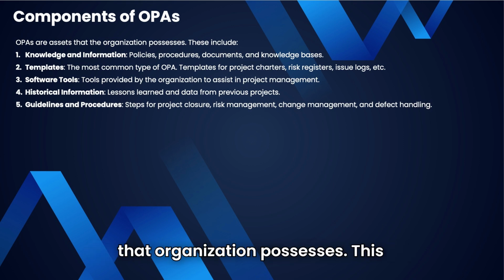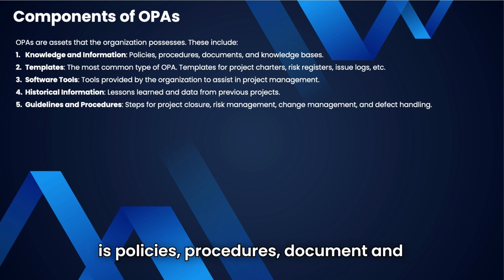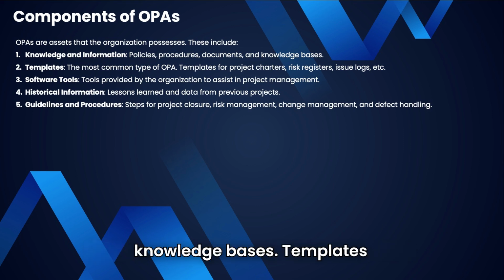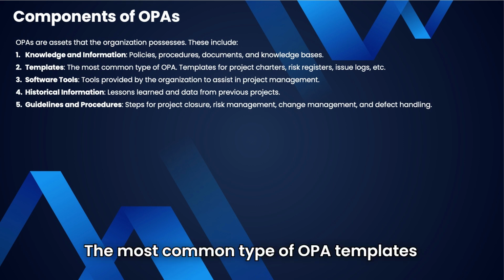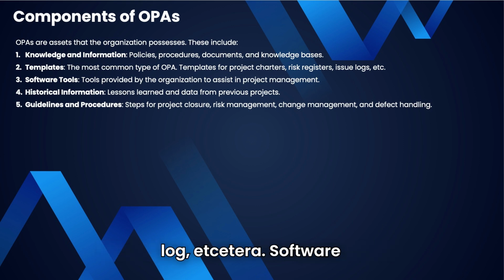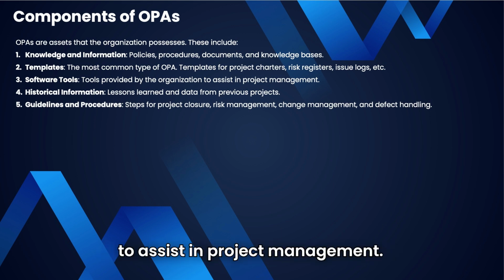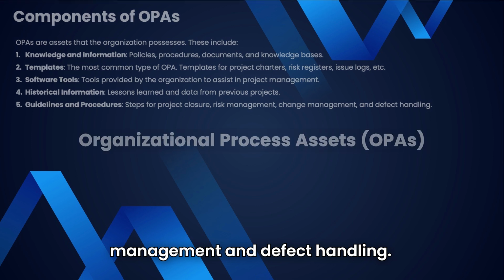OPAs are assets that the organization possesses. These include knowledge and information, that is policies, procedures, documents, and knowledge bases. Templates, the most common type of OPA, such as templates for project charter, risk register, issue log, etc. Software tools, tools provided by the organization to assist in project management. Historical information, lessons learned and data from previous projects. Guidelines and procedures, steps for project closure, risk management, change management, and defect handling.